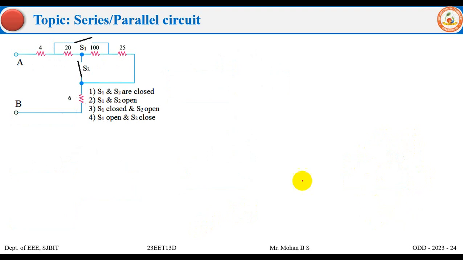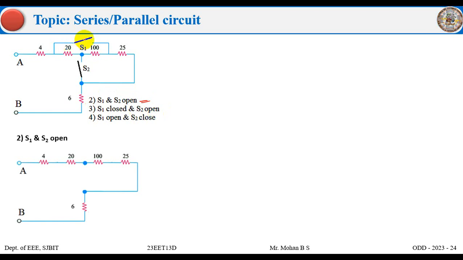So let's do case 2. We'll be solving for case 2 now, that is S1 and S2 are open. S1 and S2 are open, so we can remove these two switches. It appears simple now: whatever current enters goes through 4, 20, 100, 25 and 6. Thus all the resistances are in series, and the answer is 155 ohms. Series is like how people are standing in a queue, one after another, right?